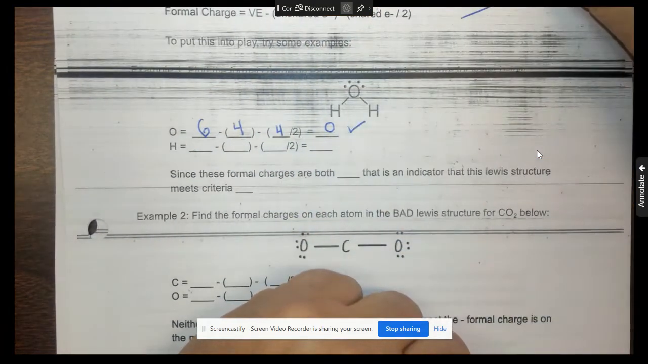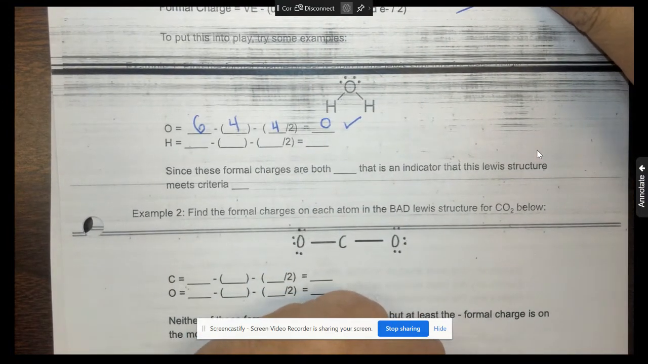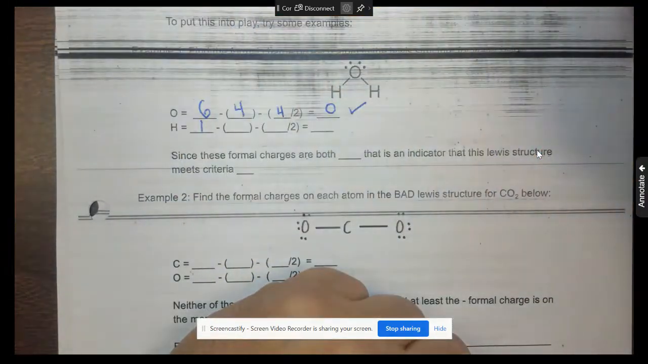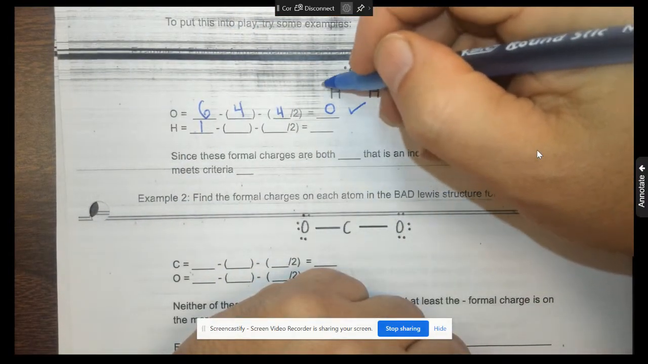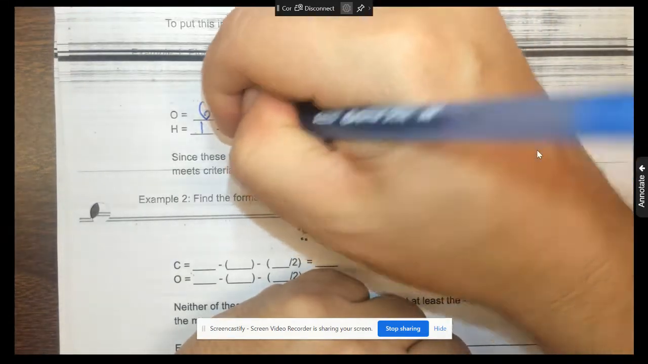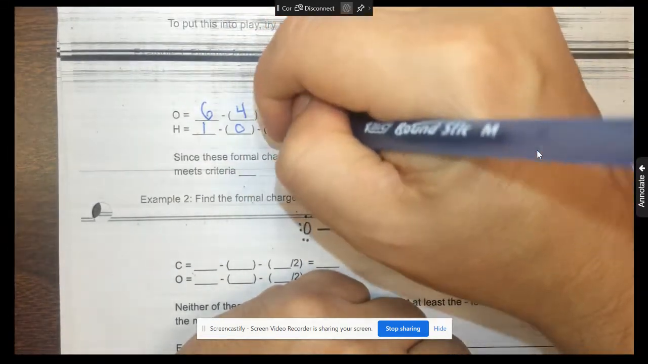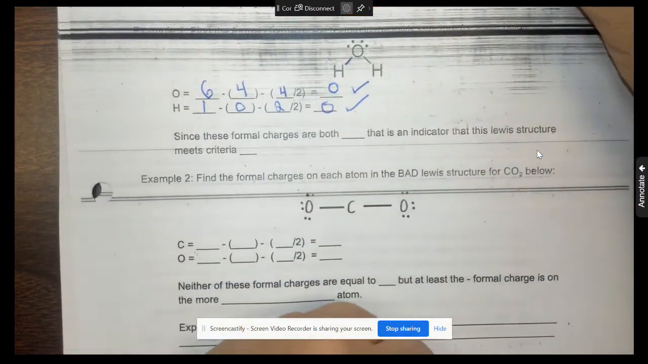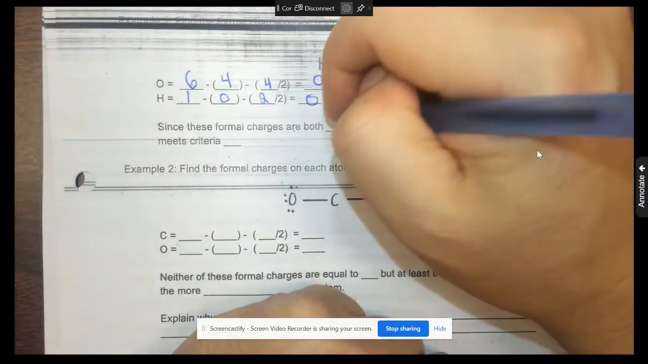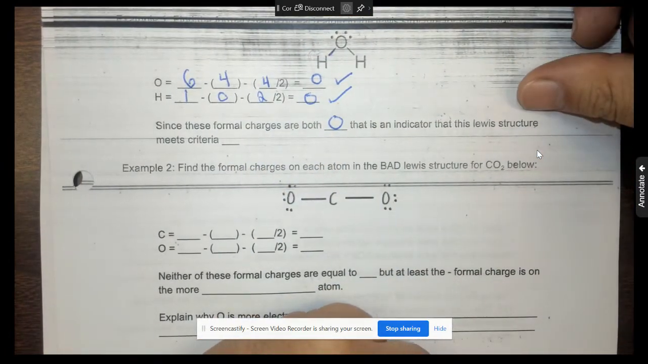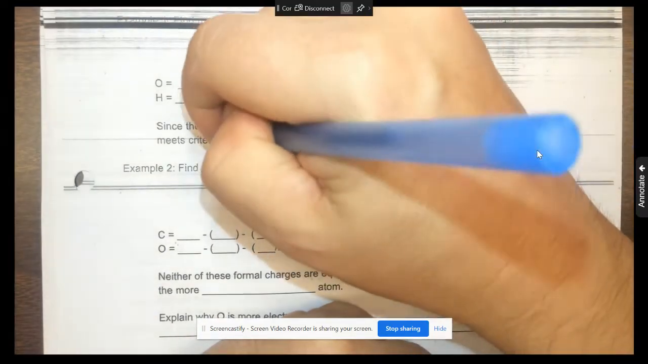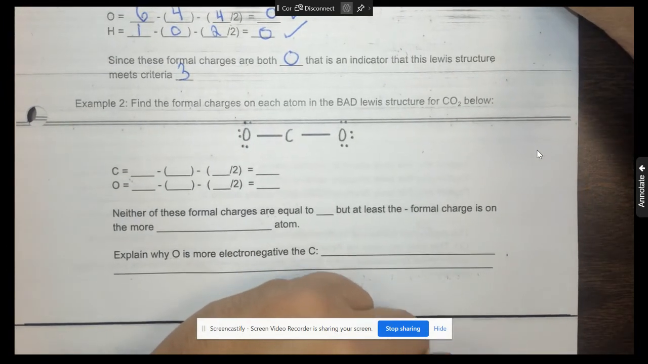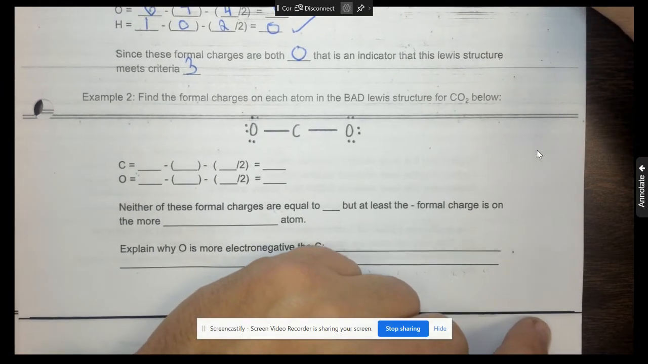That is a highly desirable formal charge, and that means that this satisfies criteria 3. Hydrogen has 1 valence, minus unshared, there are none, so 0, minus the shared, which would be 2, so 1 minus 1 is also 0. So since these formal charges are both 0, that is an indicator that this Lewis structure meets criteria 3, the one that deals with formal charges. I've got enough time here to do one more example before I got to go teach the next block.